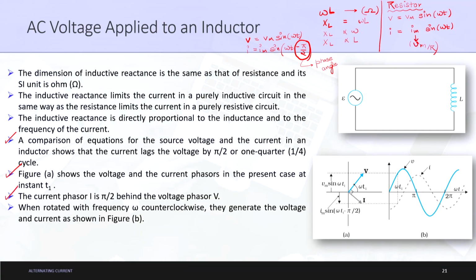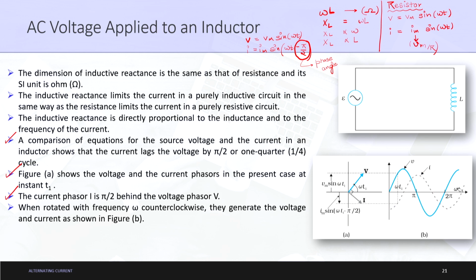Next, when rotated with frequency omega counterclockwise, they generate the voltage and current as shown in figure B. Whenever you go in this sequence, this diagram comes into the picture, and similarly this diagram. When we were trying to derive the value of current, we obtained the current as cos omega t times some function Im. You can see clearly this is the waveform of sine and this is the waveform of cos.